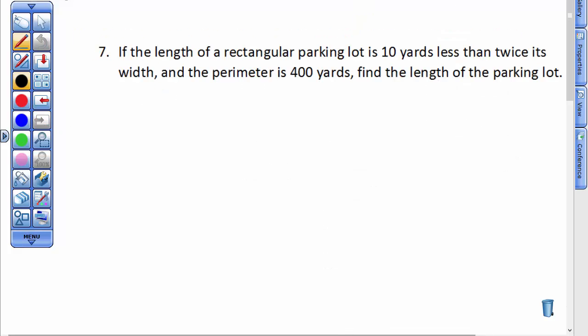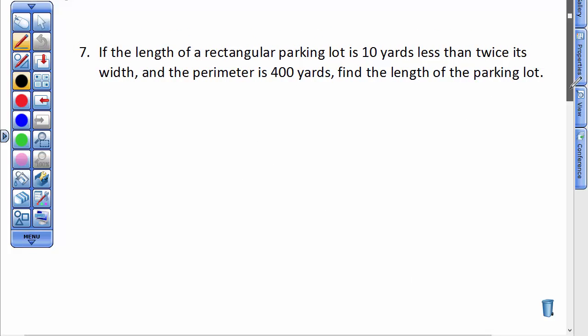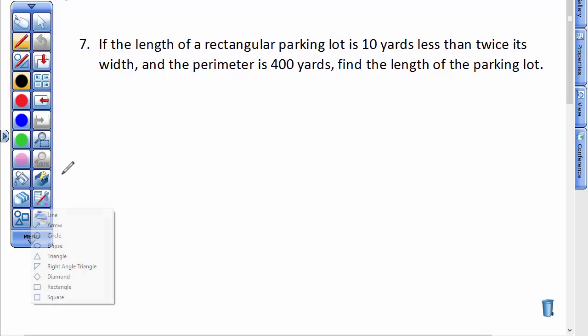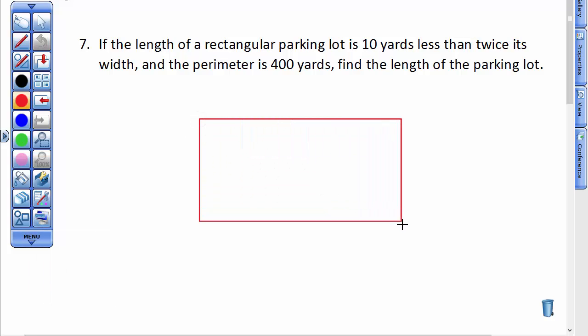Okay, one more. So the length of a rectangular parking lot is 10 yards less than twice its width. A rectangular parking lot. All right, so this problem compares the length, this long side. It's 10 yards less than twice its width. It compares it to the short side. So let's let the short side right here be the width of this rectangular parking lot.